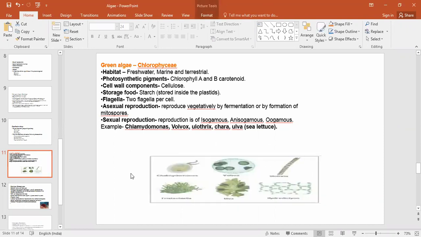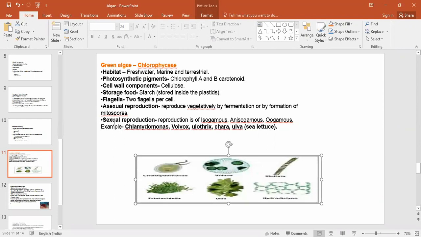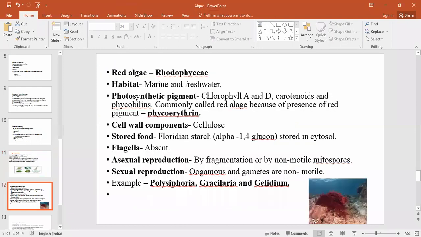Next is the mode of reproduction: sexual, by isogamous and oogamous mechanisms. Examples of green algae are Chlorella, Chlamydomonas, Volvox, Ulothrix, Chara, and Ulva. These are mostly sea algae, seaweeds. So this is the first group of the algae, the Chlorophyceae.